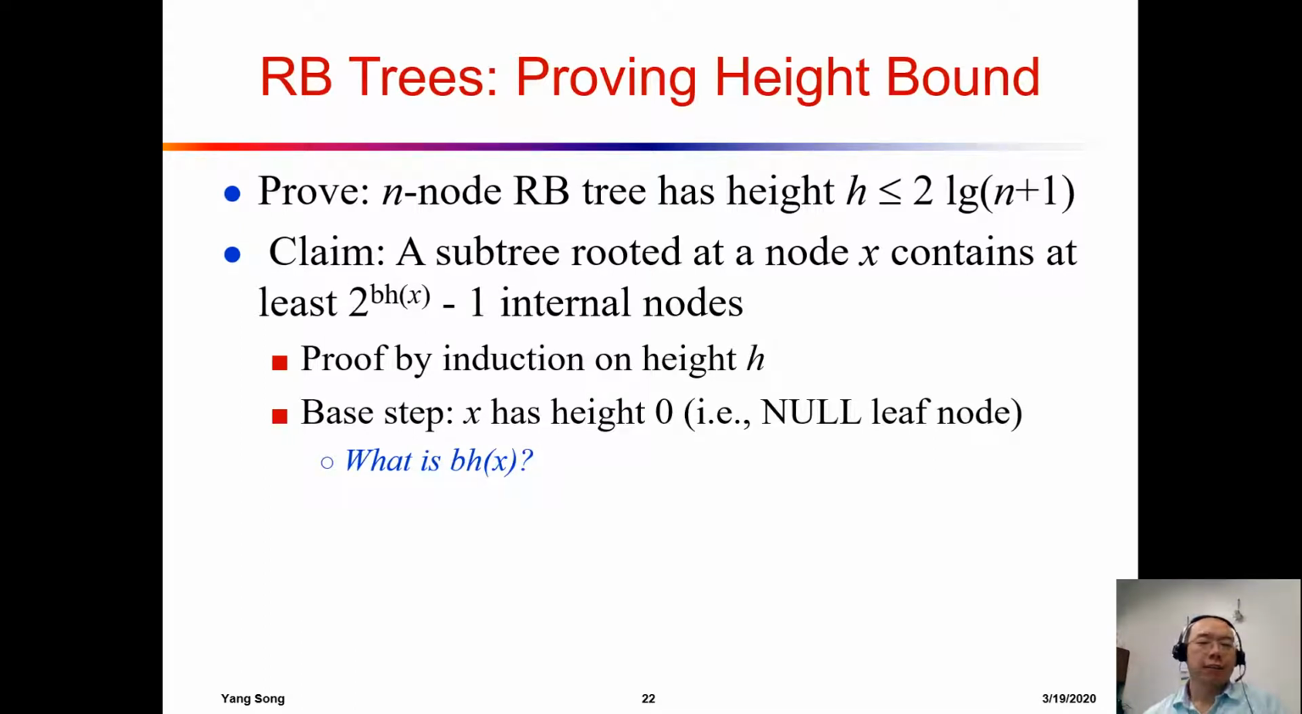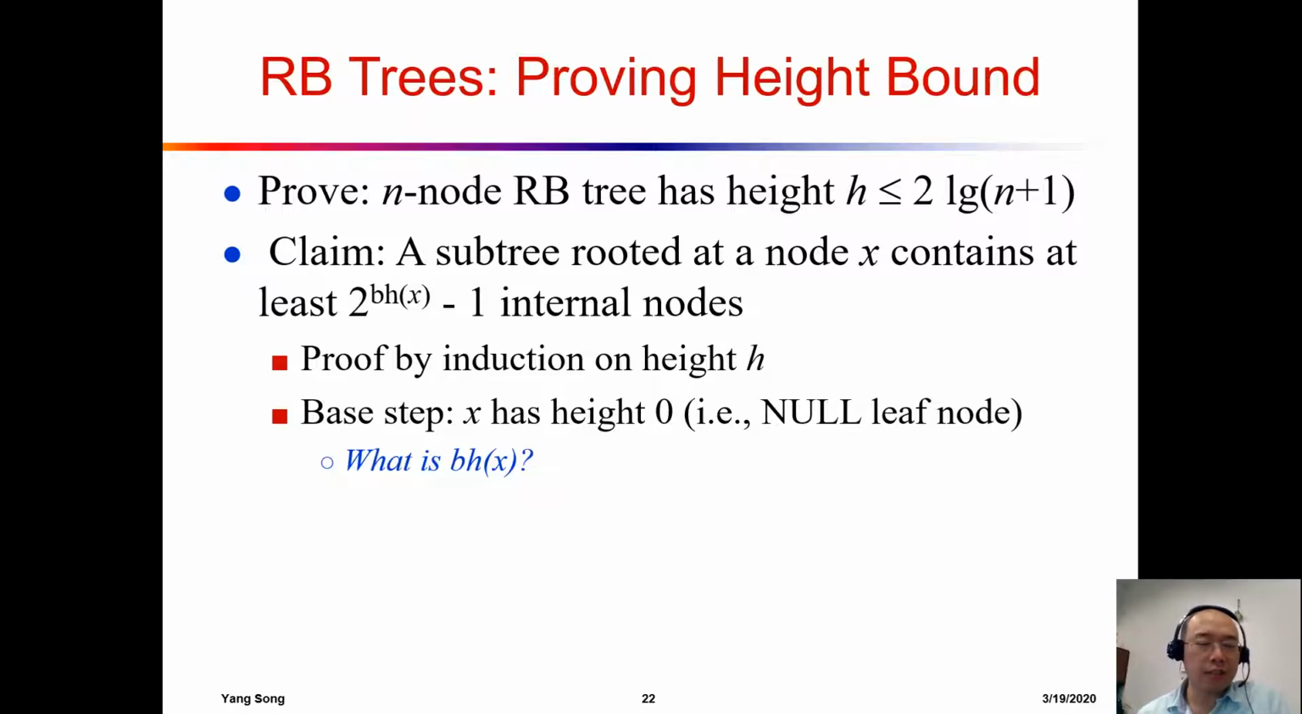Okay, this is where we stopped last time, and we want to prove this claim. The claim is that a subtree rooted at the node x contains at least 2 to the power of the black height of x, minus 1, internal nodes, and we are going to do an induction.